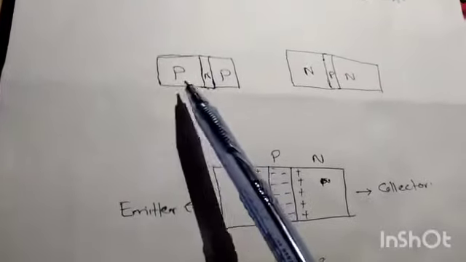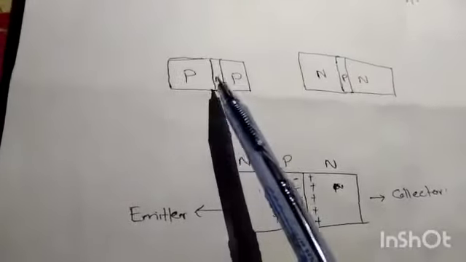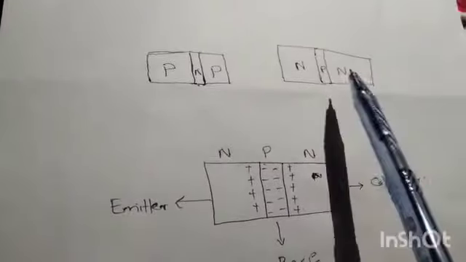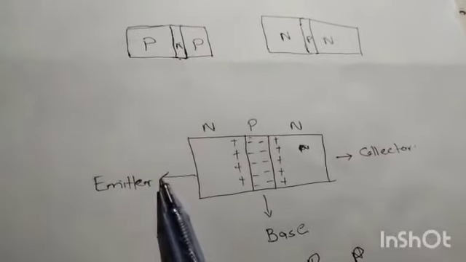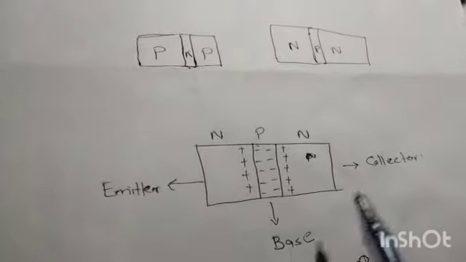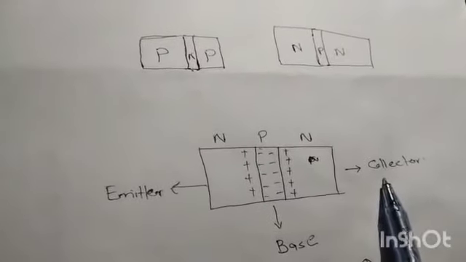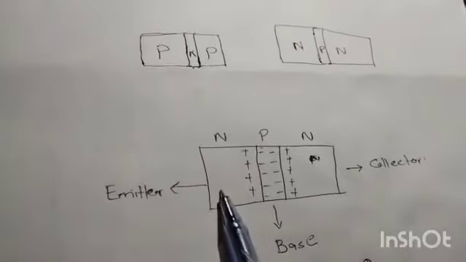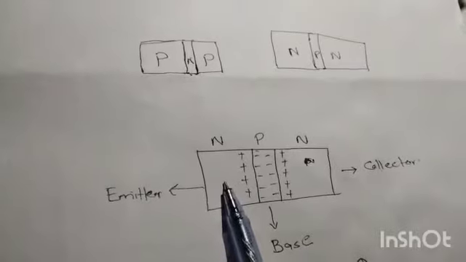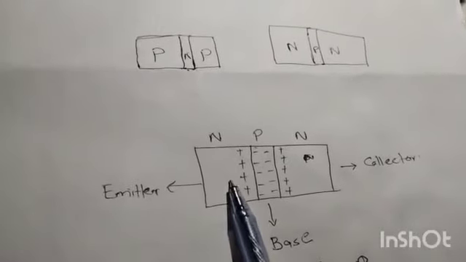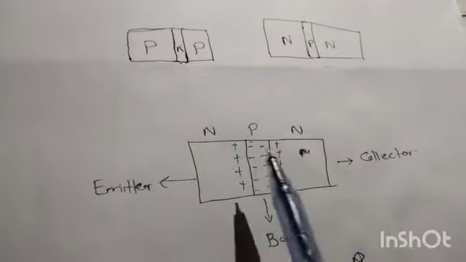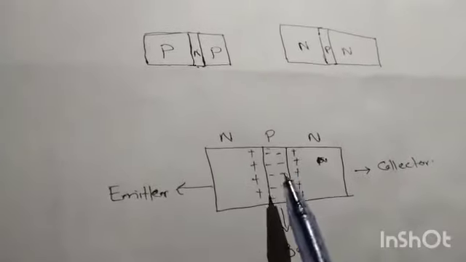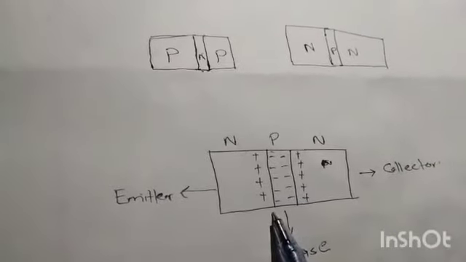Now the resultant semiconducting material, in which N is sandwiched between two P-types or P is sandwiched between two N-types, has three terminals. The first terminal you call the emitter, the second terminal you call the base, and the third terminal you call the collector. Which terminal is the emitter? The emitter is that region of a transistor which is heavily doped and its size is moderate. And the base is a very lightly doped region, and its size is also very small.